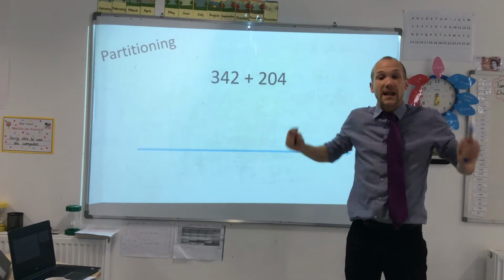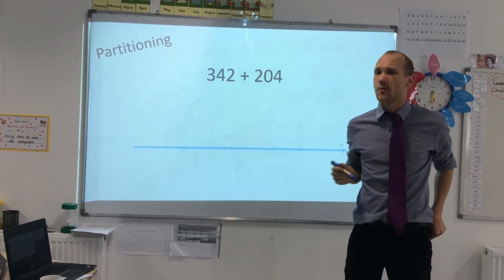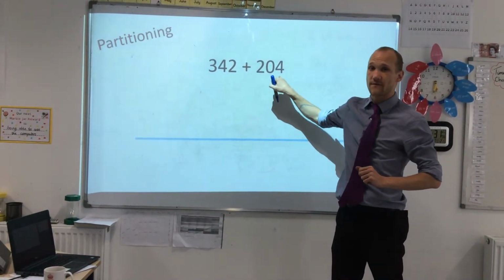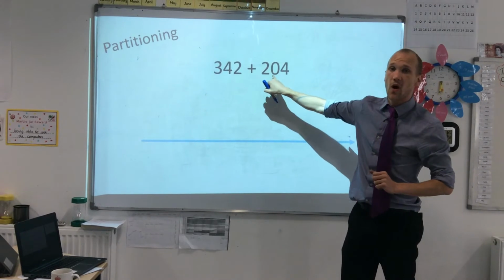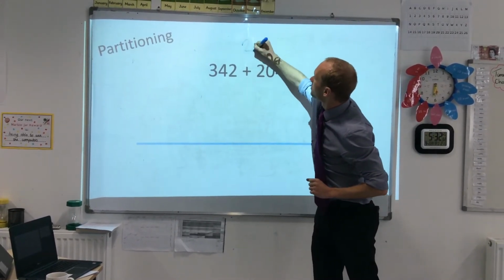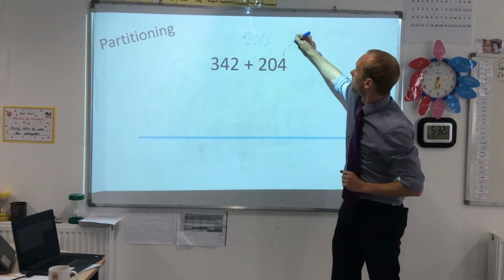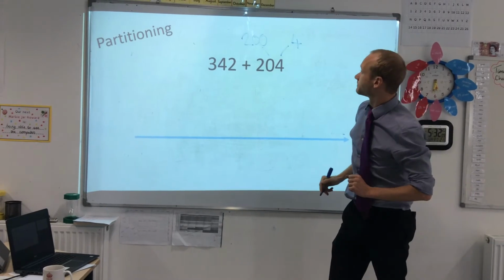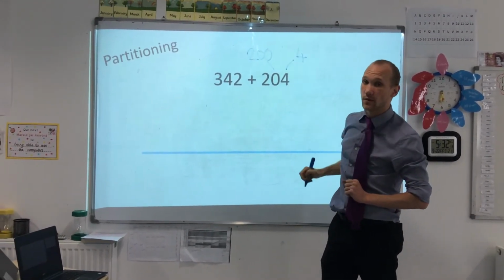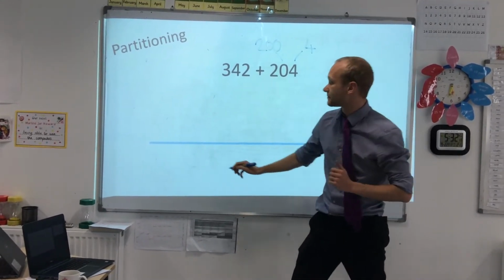Partitioning is when we split one of the numbers up into 2 different parts. So if I have this problem here, 342 add 204, I could partition this number into 200 and 4. 342 add 200 add 4. And if I look at this on a number line, it's much easier to do in my head.